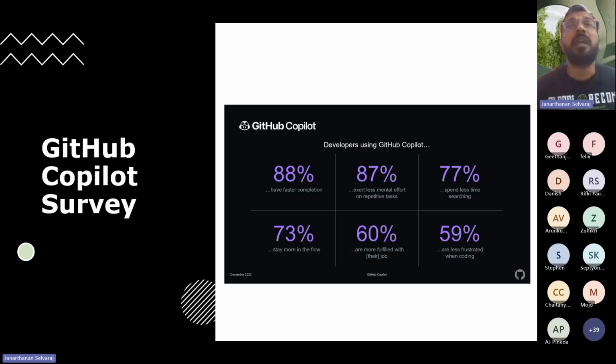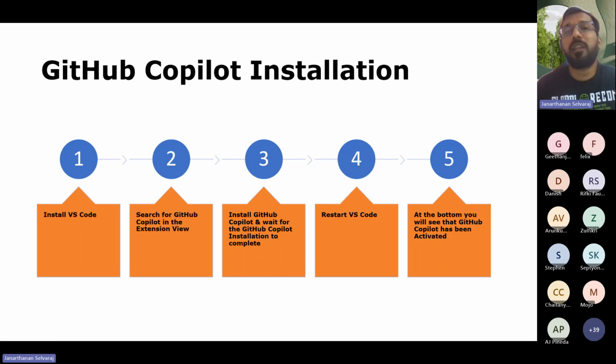Almost 88% of people who started using GitHub Copilot have faster completion, and 77% of the time they spend less, which obviously improves developer productivity. And 87% of repetitive tasks have been reduced with the help of GitHub Copilot. So what do you need? There are some prerequisites in order to install GitHub Copilot. Let me explain one by one.